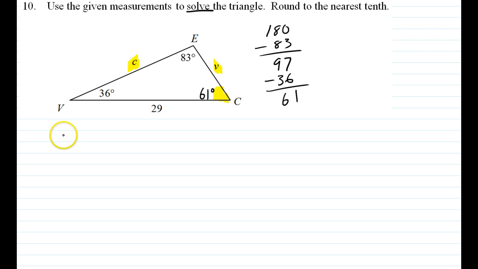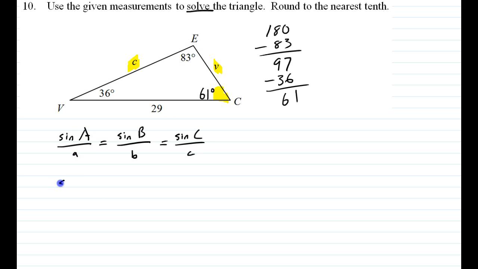And the law of sines says the sine of A over the side opposite that angle A is going to be equal to the sine of B over the side opposite B, which is equal to the sine of C over the side opposite angle C. So we really only need to worry about two of these, so let's go with what we know.